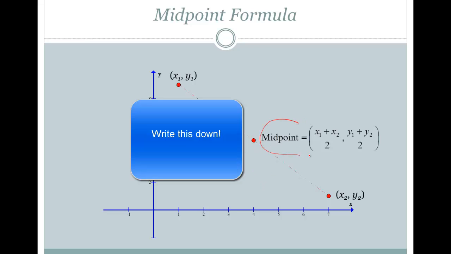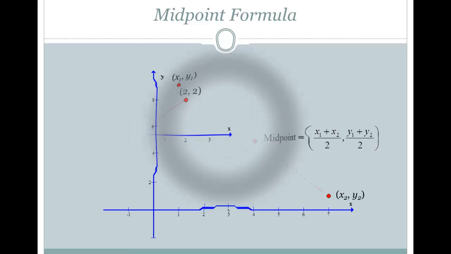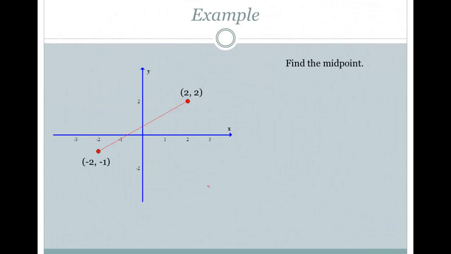Again, this is something you want to write down. Okay, so right now we have the midpoint formula, we have the Pythagorean theorem, and we have the distance formula. Doing a simple example here. Here's 2 points right here, 2, 2, and negative 2, 1, and I want to find the midpoint.